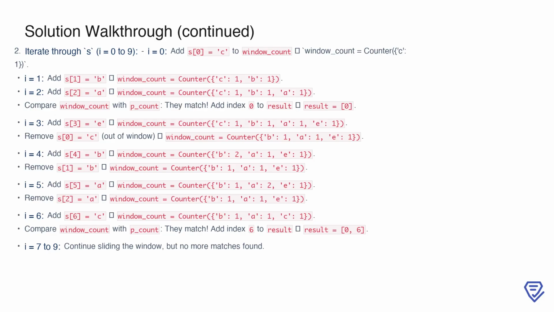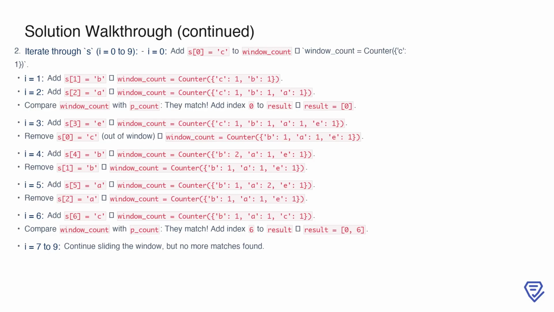As we continue, at index 4, we add B, making window_count B2, 1, E1, and then remove B from the start, returning it to B1, 1, E1. At index 5, we add A, which gives us B1, 2, E1, and then remove A, leaving B1, 1, E1. At index 6, we add C, resulting in B1, 1, C1.